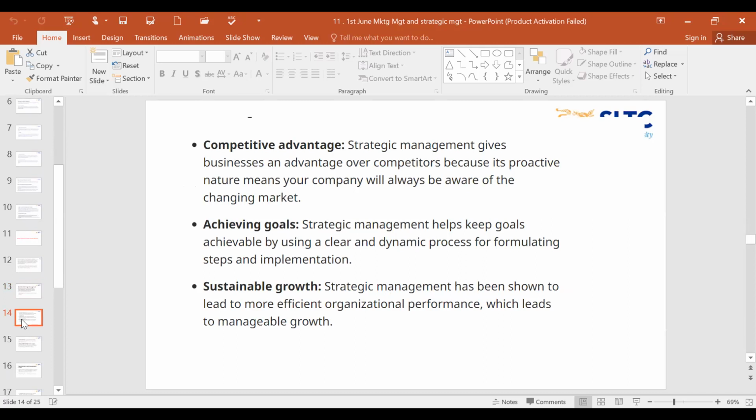Strategic management will be used for achieving goals. Right? Strategic management helps keep goals achievable by using a clear and dynamic process for formulating steps and implementation. Strategic management establishes sustainable growth. Strategic management has been shown to lead to more efficient organizational performance, which leads to manageable growth. Now, competitive advantage, how you differ from your competitor. What makes the organization so different to competitors, right?